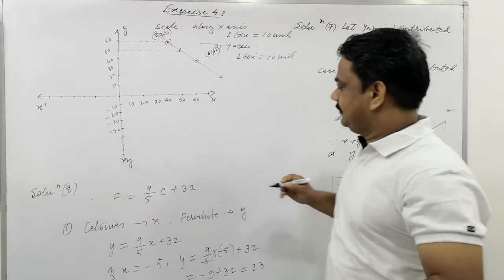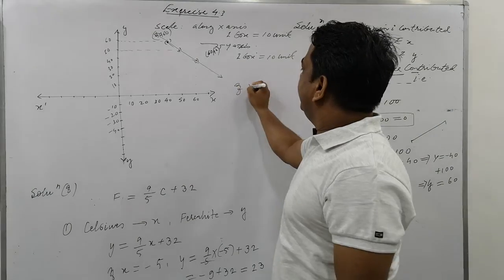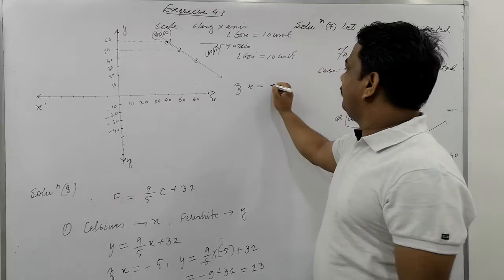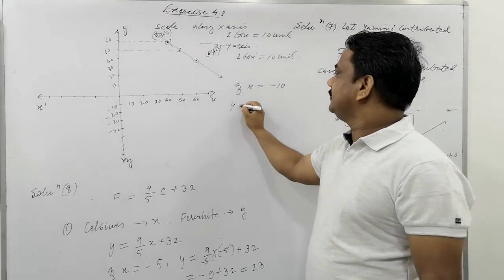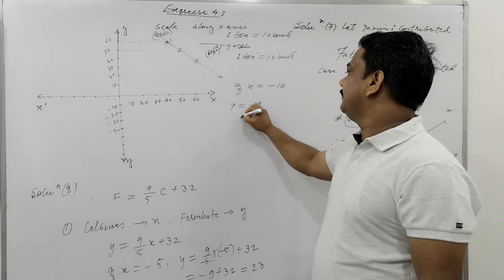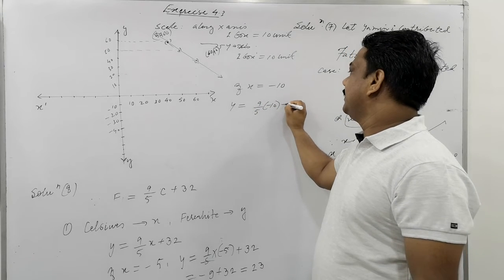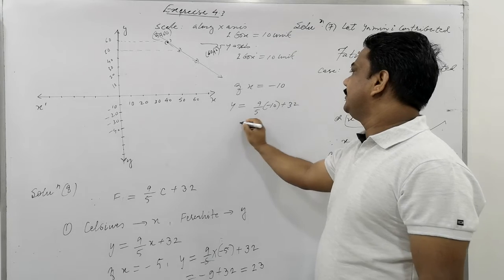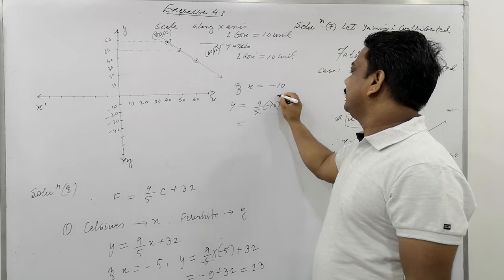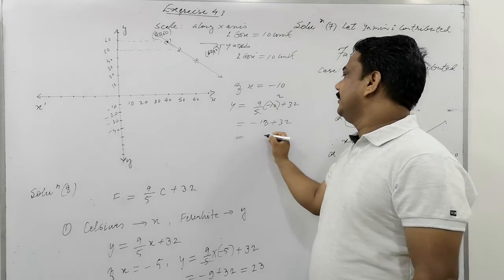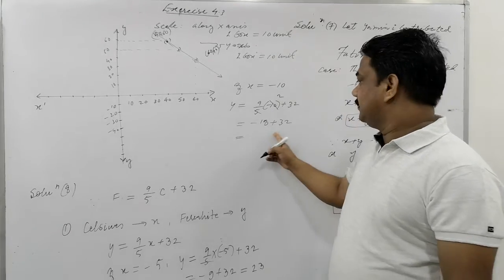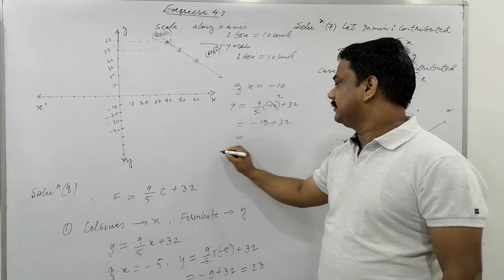Again, if x is equal to minus 10 is to be put here, then y is equal to 9 by 5 into minus 10 plus 32. This is to be cancelled, it's 2 here. 9 2s are 18, plus 32. Now can you subtract this? This is okay.